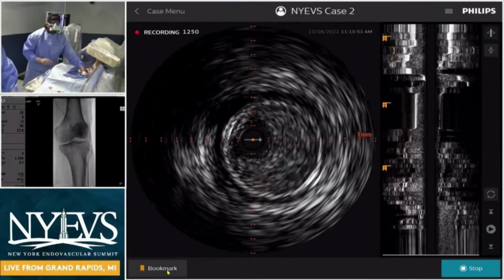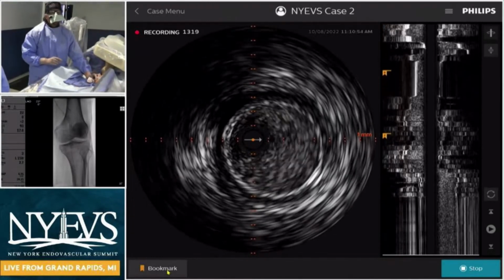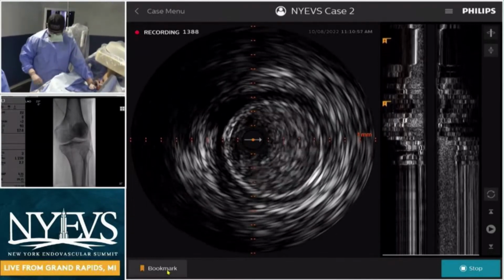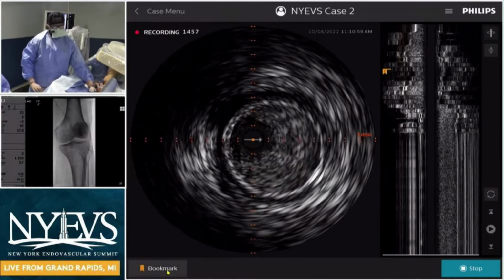Yeah, I want to point out that this appearance that you see around the graft, this is basically stagnant flow. So it is not.